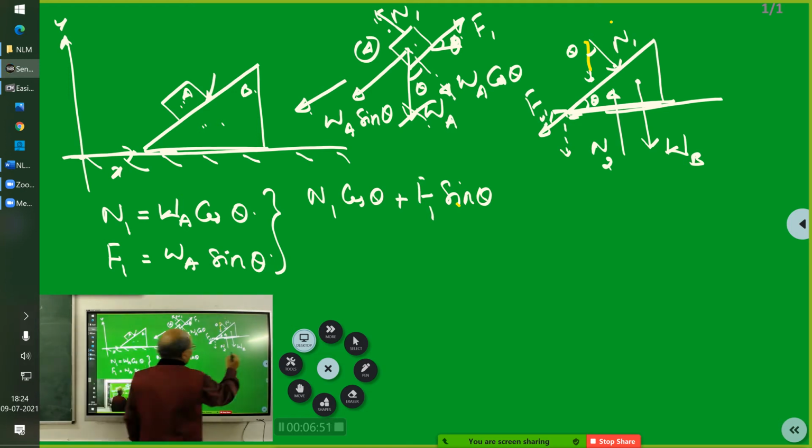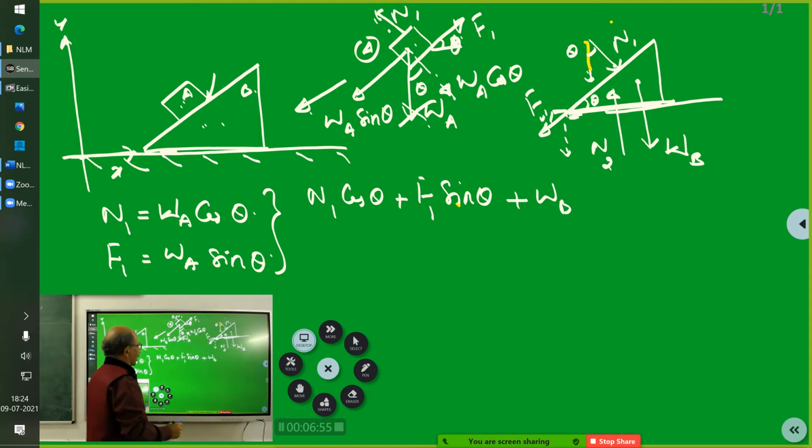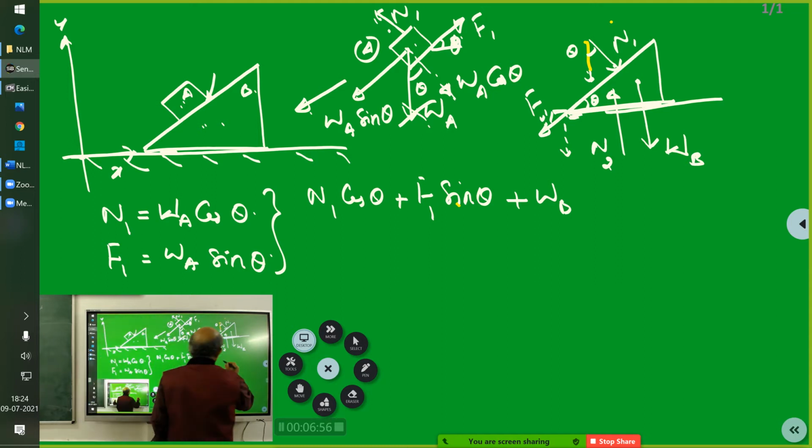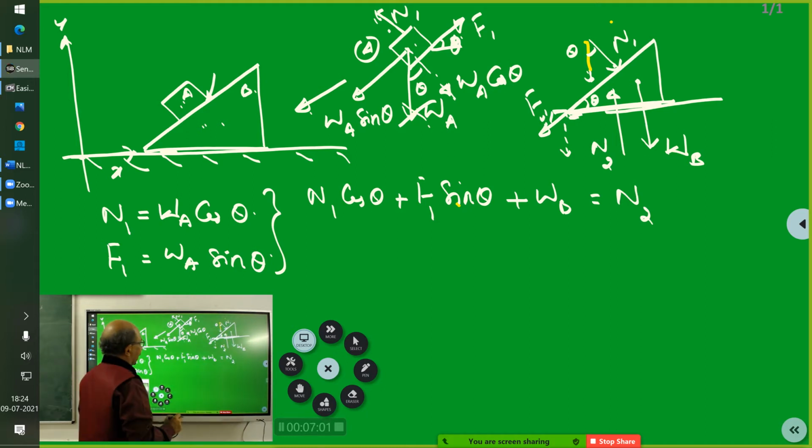Then what else will be down? WB is down. All these things are down. And which is the only vector that is up? That is N2. Now what are all the horizontal forces?